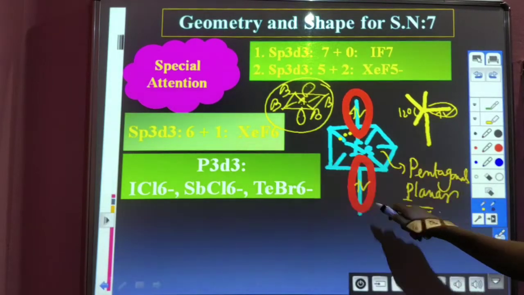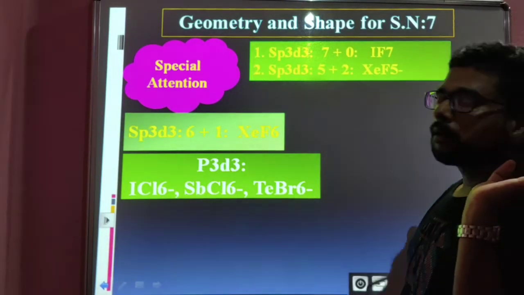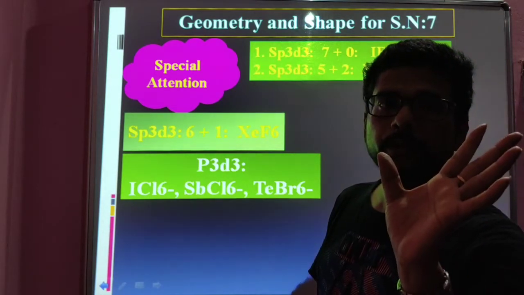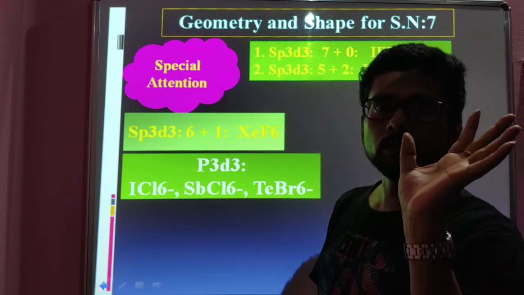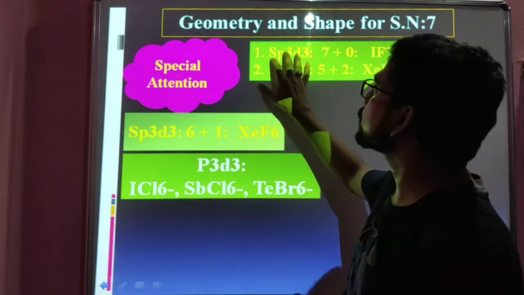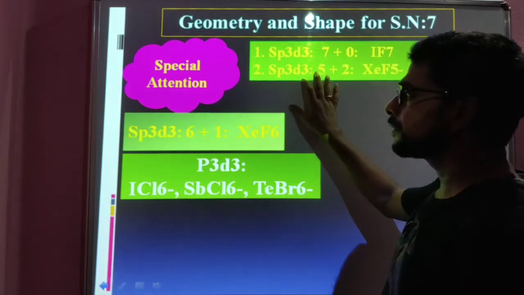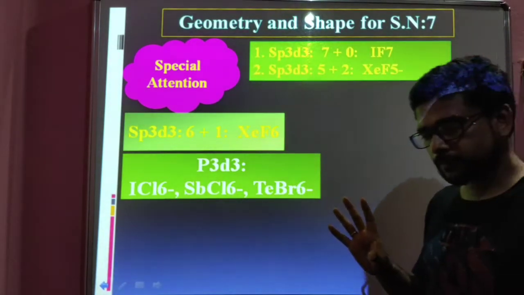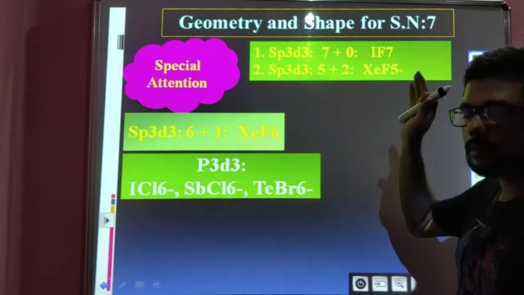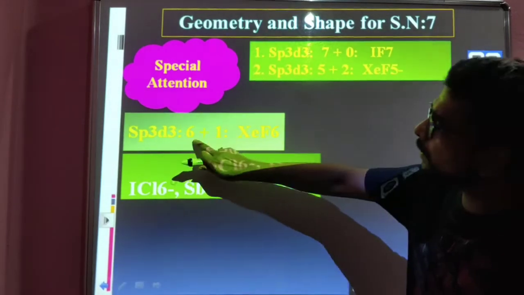Now, one of the most important points. In this case, sp3d3 means pentagonal bipyramidal geometry. Up to now, for any hybridization, the geometry was fixed. But in this case, it will be different. There are detailed explanations, contractions, but I am not going into detail. Later we will discuss it in a separate segment. Now you just remember sp3d3.